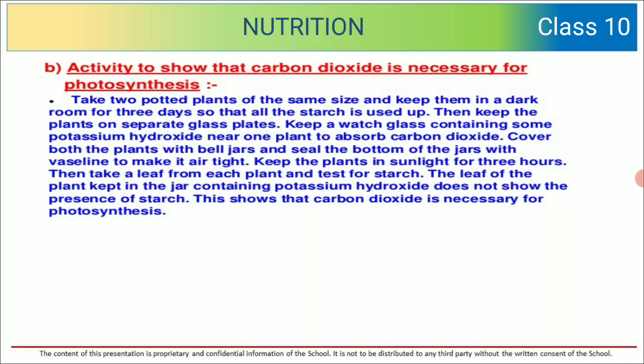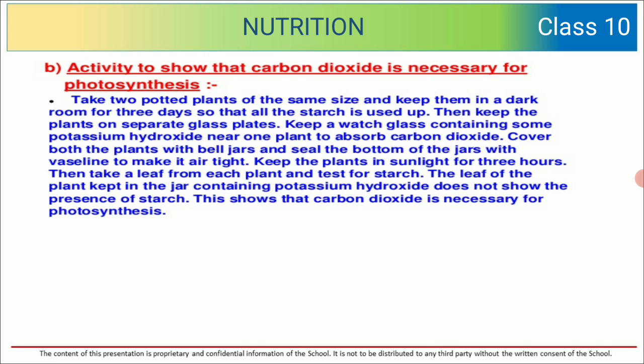Another activity to show that carbon dioxide is necessary for photosynthesis. Take 2 potted plants of the same size and keep them in a dark room for 3 days so that all the starch is used up. Then keep the plants on separate glass plates. Keep a watch glass containing some potassium hydroxide near one plant to absorb the carbon dioxide. Cover both the plants with bell jars and seal the bottom of the jars with Vaseline to make it airtight. Keep the plants in sunlight for 3 hours and then take a leaf from each plant and test for starch.